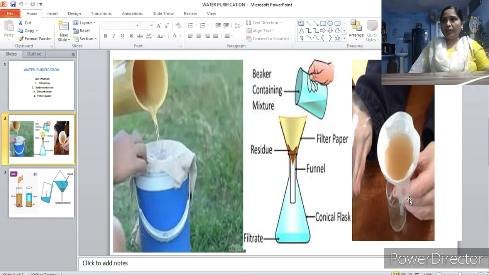Now this funnel shape cotton cloth you insert into a funnel. This funnel will be available in every home.